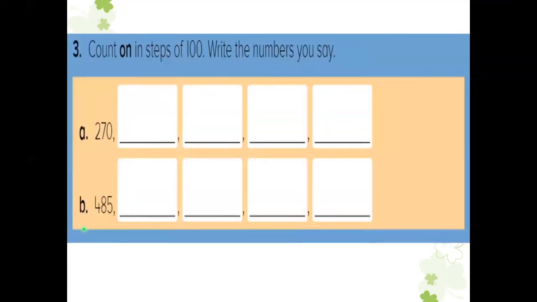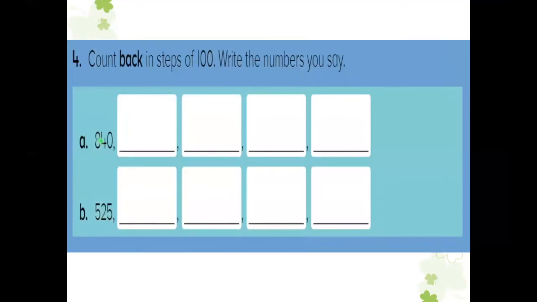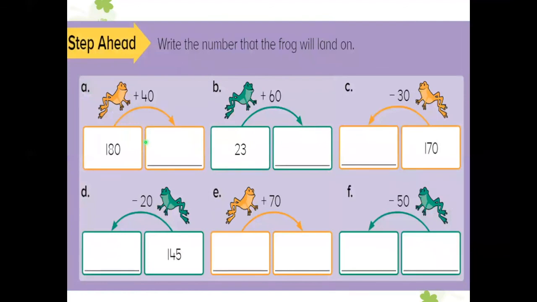Okay. Now for number 3, count on in steps of 100. Write the numbers you say. So we have here 270. 270 plus 100, that's 370. Very good, kids. For number 4, count back in steps of 100. Write the numbers you say. So we're going to count back by 100. So 840 minus 100 is 740. Very good.